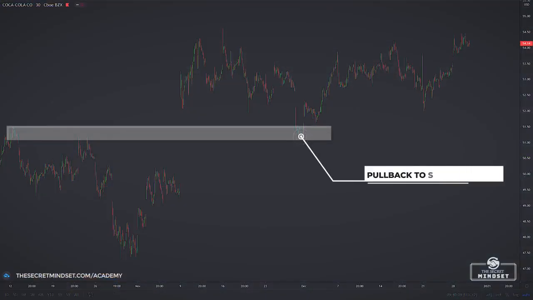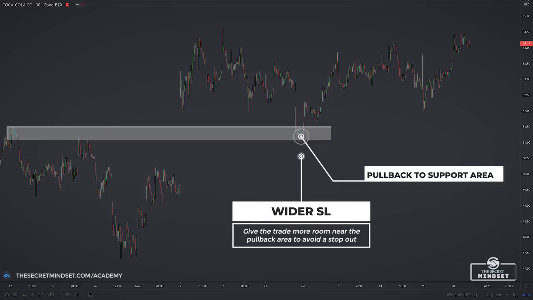or resistance, perhaps after a pullback with the trend. However, we cannot predict exactly how far a market will retrace, so giving that trade more room near that pullback area can many times avoid a stop out. Remember, wider stops will keep us in the game longer and improve our chances of success over a series of trades.